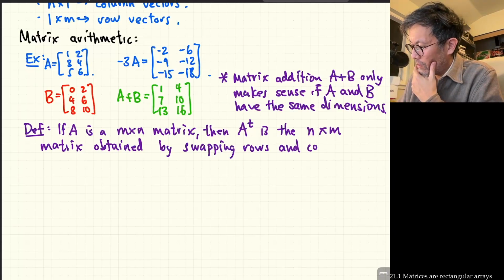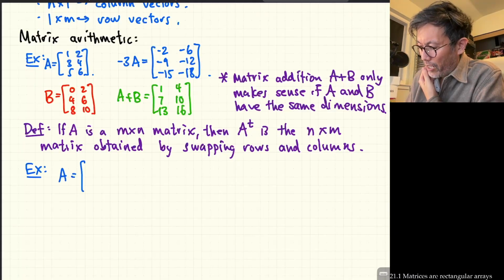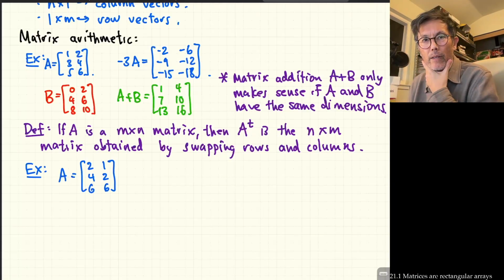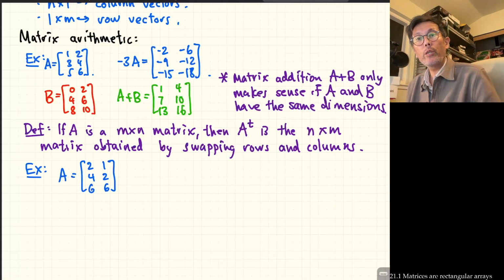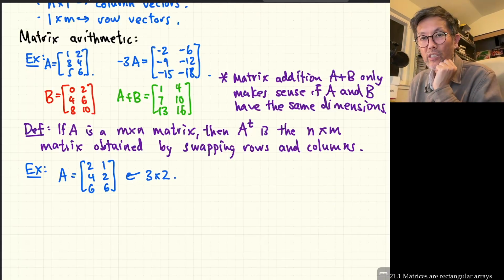So what on earth am I saying here? Let me just give you an example of what I mean. Let's say that we have a matrix A, which looks like 2, 1, 4, 2, 6, 6. Then this is a 3 by 2 matrix. Please observe, this is a 3 by 2 matrix.